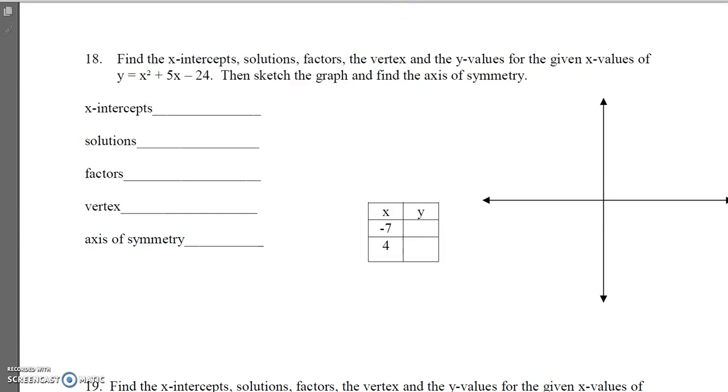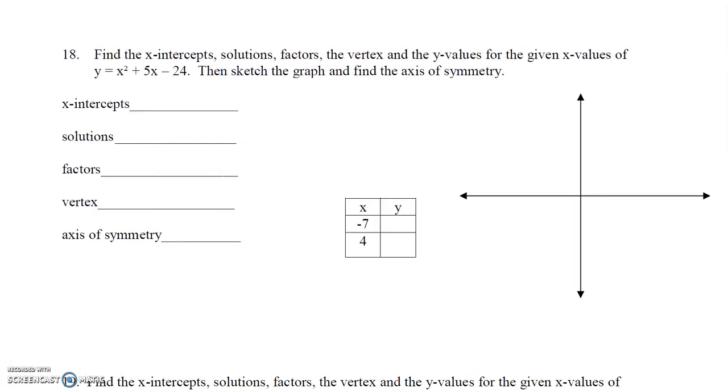Okay, let's look at number 18. It is asking me to find the x-intercept, solutions, factors, vertex, and the y values for the given x values of the equation y equals x squared plus 5x minus 24. It says then sketch the graph and find the axis of symmetry. Okay, so I'm not going to actually sketch the graph just like on number 17. I'm just going to go straight to the calculator and we'll do everything and answer all the questions over there.